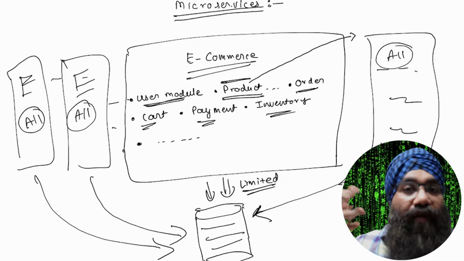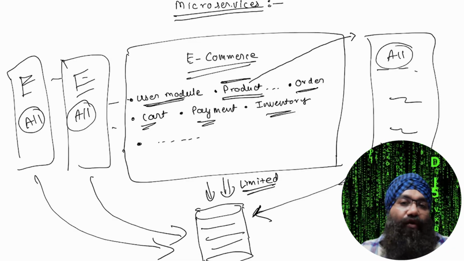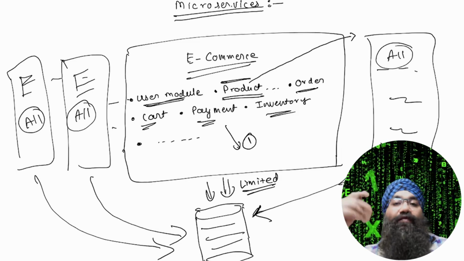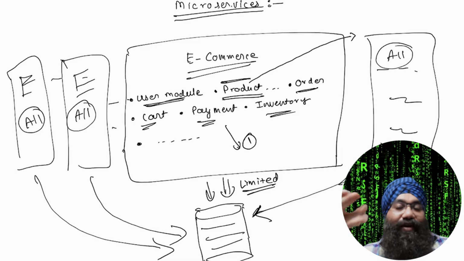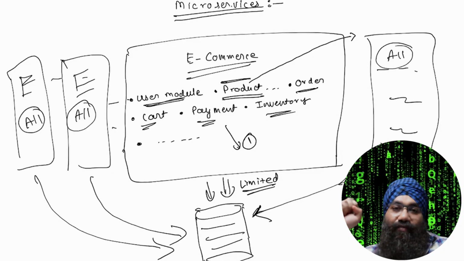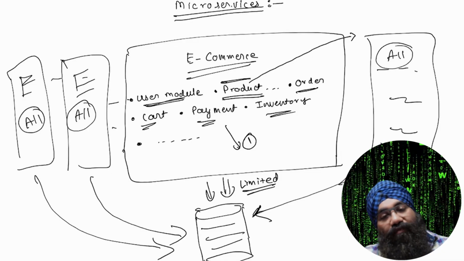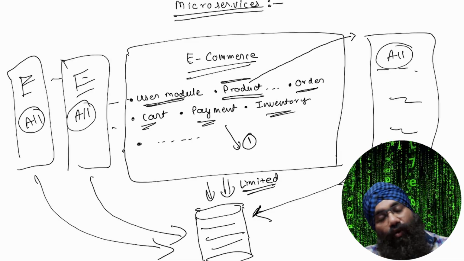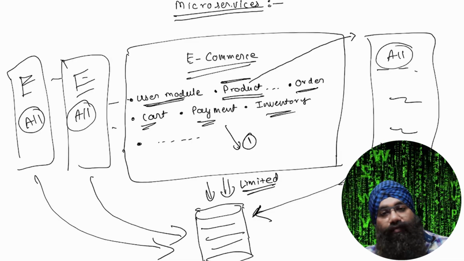However, what is the most critical functionality for your e-commerce application? The most critical is payment, priority number one. Why? Because if you will not get the money, how will you run your business? The most important point is to get the money. Okay, now the performance of the payment module will suffer because of increased load on the product service.